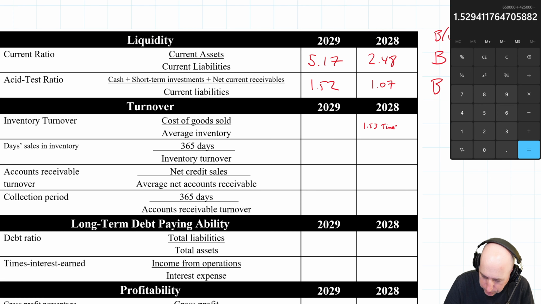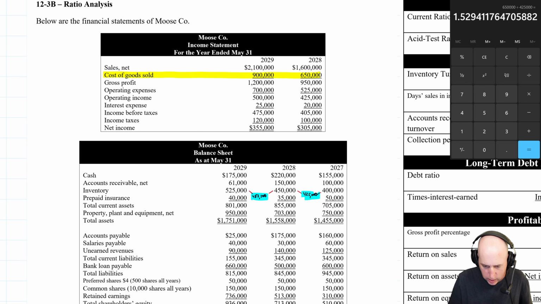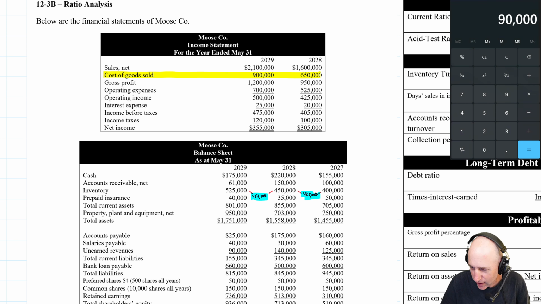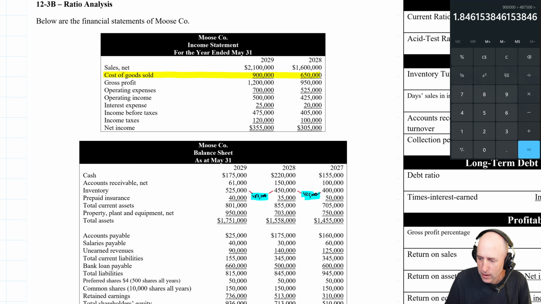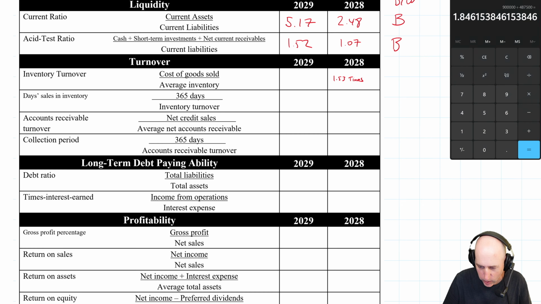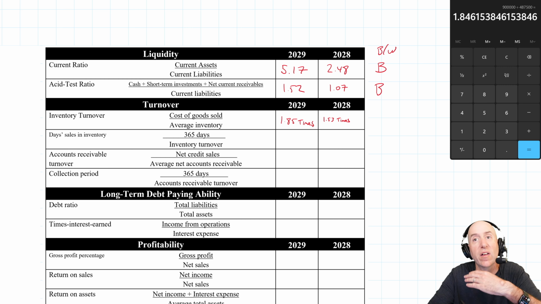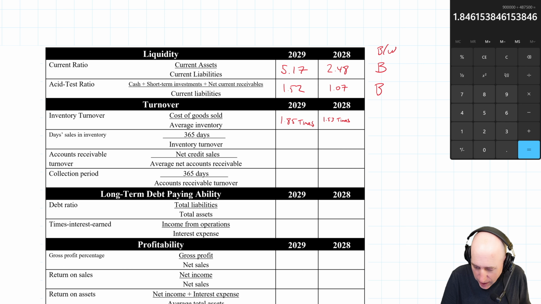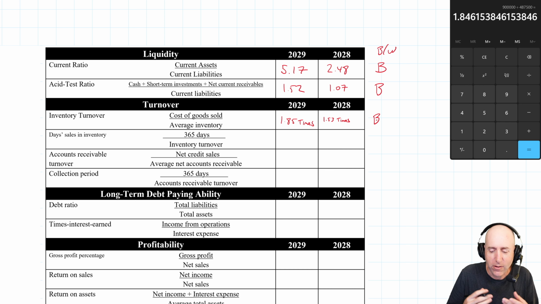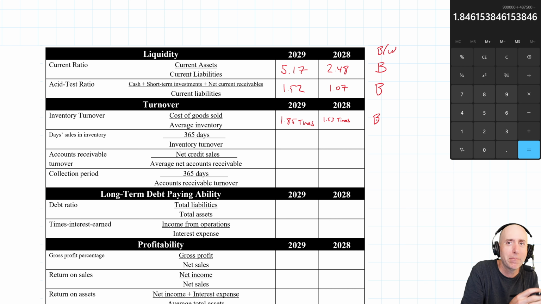1.53 times. And the year before, or the year after rather, 900 divided by 487,500 is 1.85 times. So inventory turnover is a measure of how quickly you're rotating or selling through your inventory. Bigger is better. You want to sell through your inventory more often. So this is absolutely better. We are improving. 2029 versus 2028 is an improvement. And the more recent year is the one you're most worried about. You're either getting better or getting worse over time.